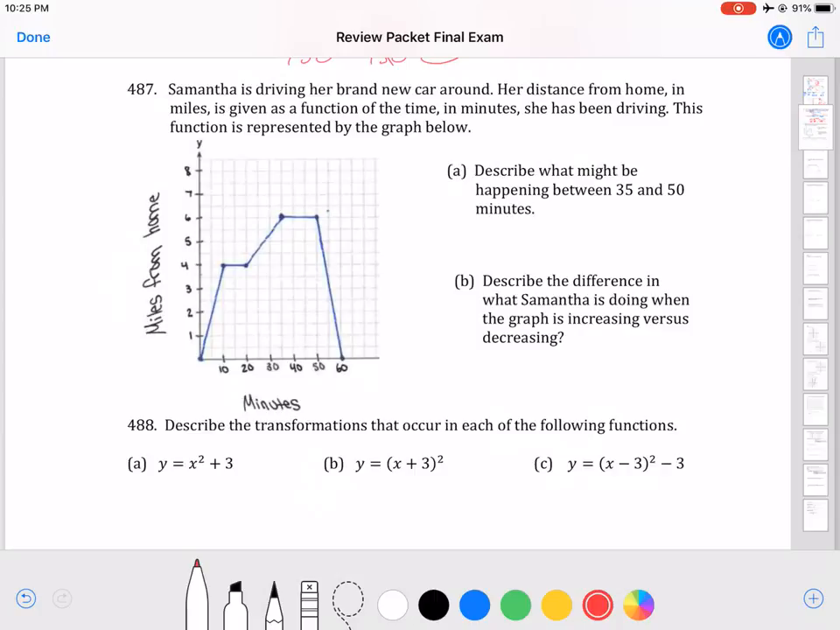It says describe the difference in what Samantha is doing when the graph is increasing versus decreasing. So we'll start with increasing just like we did over here. When I traced it as it was going up, again, the number of miles from home was increasing or going up, meaning that you're driving, or she is driving, away from home.